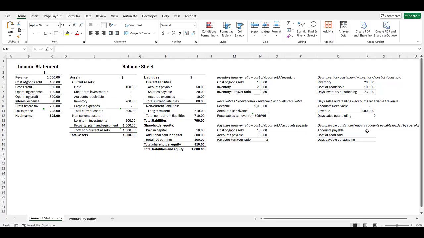Let's calculate our days payable outstanding. Days payable outstanding equals accounts payable divided by cost of goods sold times 365. Accounts payable is 50. Cost of goods sold is 100. 50 divided by 100 times 365 equals 182.5. It takes this company 182.5 days on average to pay back its accounts payable.